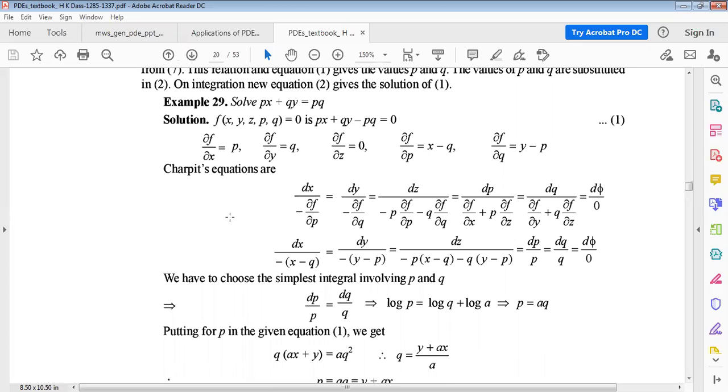Now by Charpit's method, we can write the whole thing like this. dx divided by del f del p.